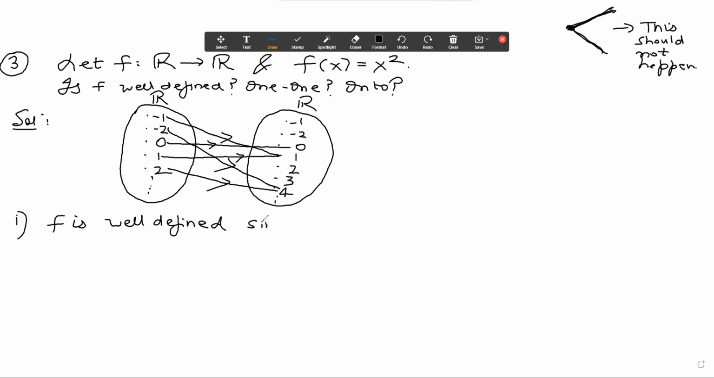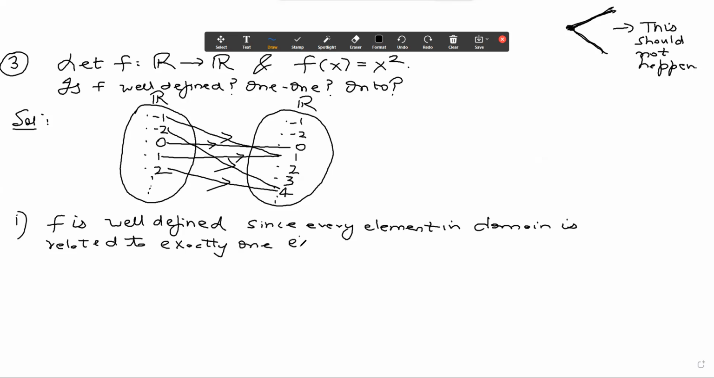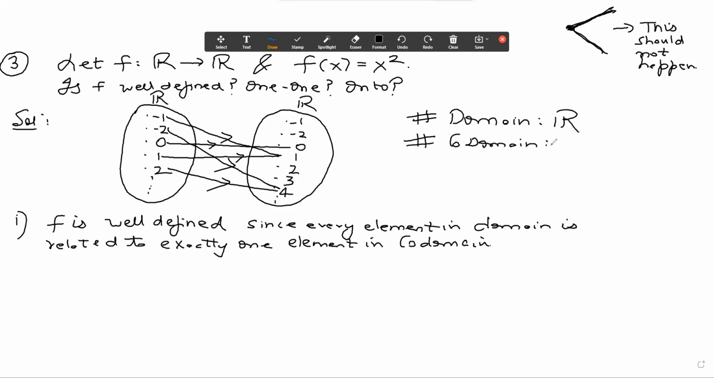Why? Since every element in the domain is related to exactly one element in the codomain. By the way, if I ask you what's the domain of this function, set of all real numbers. What's the codomain of this function? Set of all real numbers. So f is a well-defined function.